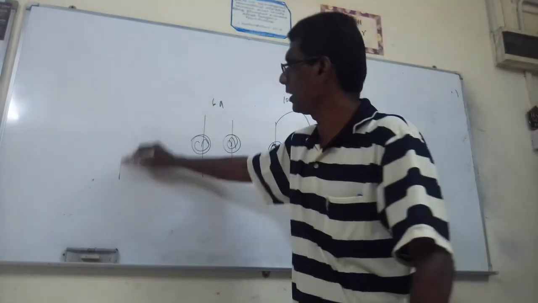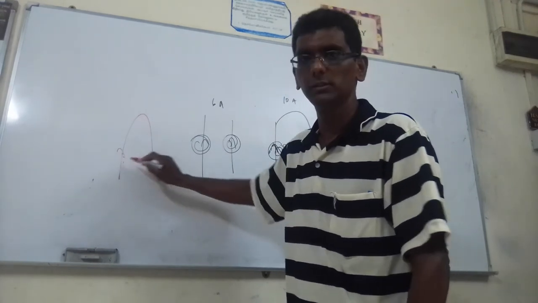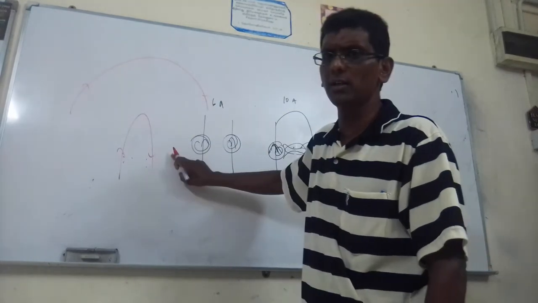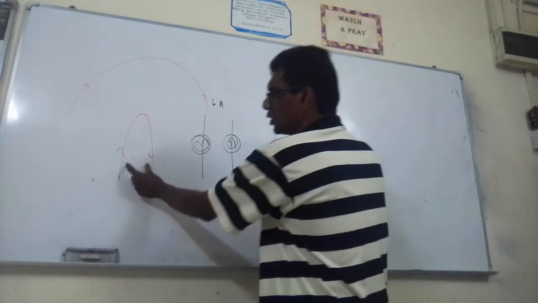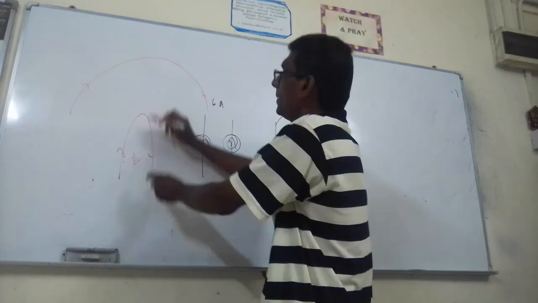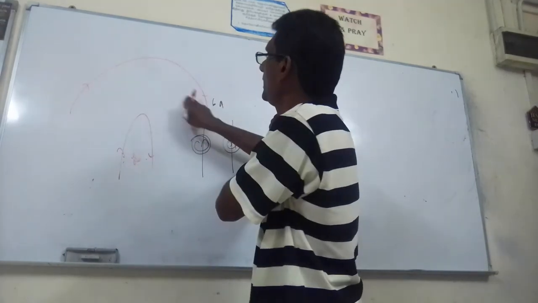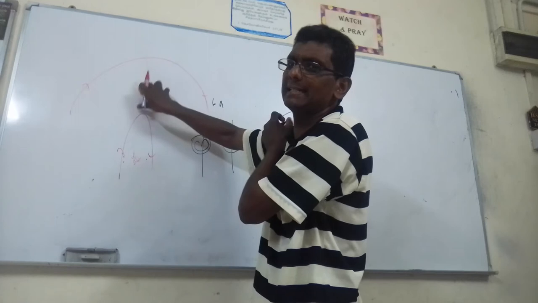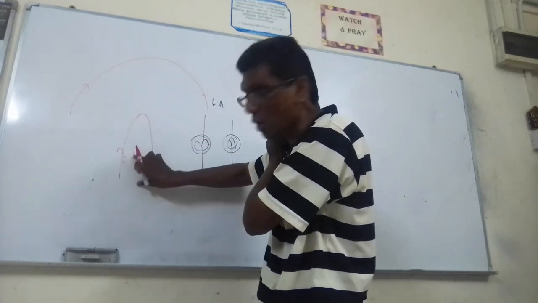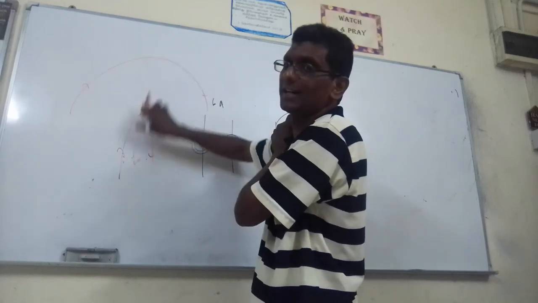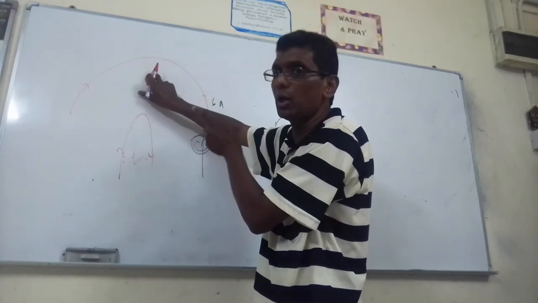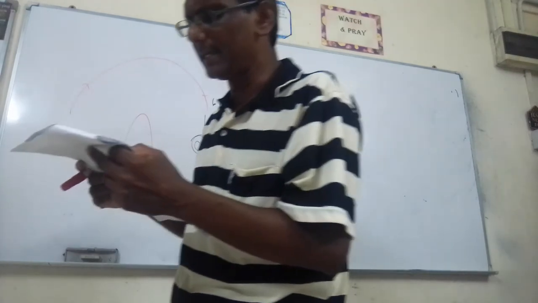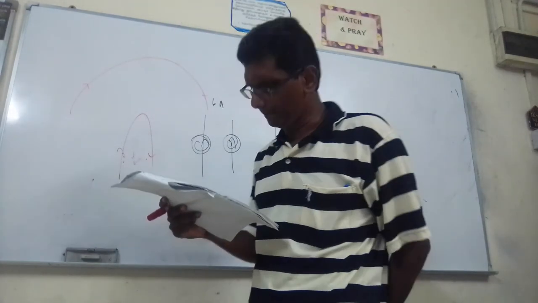Here the radius is closer, the wire is closer. This one, the wire is longer. Both are flat circular coils. Here the radius is closer, so the magnetic field is stronger. But here the magnetic field is very weak because the radius is longer. So for question 9, the answer is the radius of the coil is greater. Answer C. Question 10, A, as I told you.